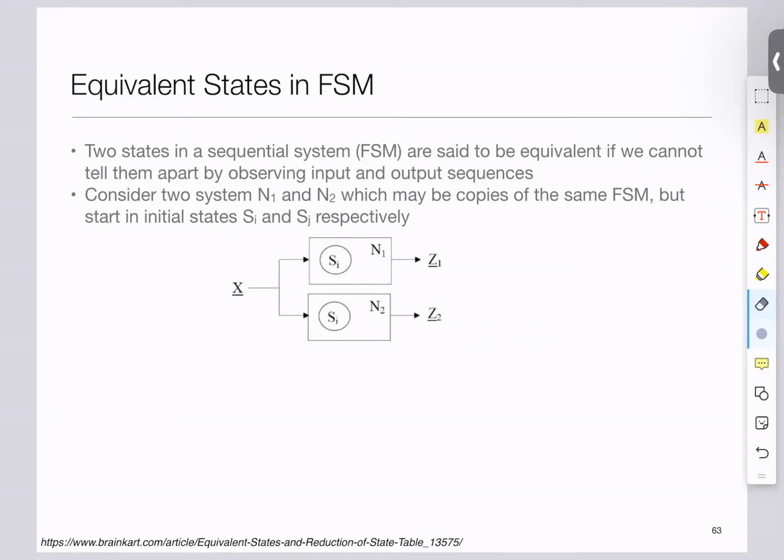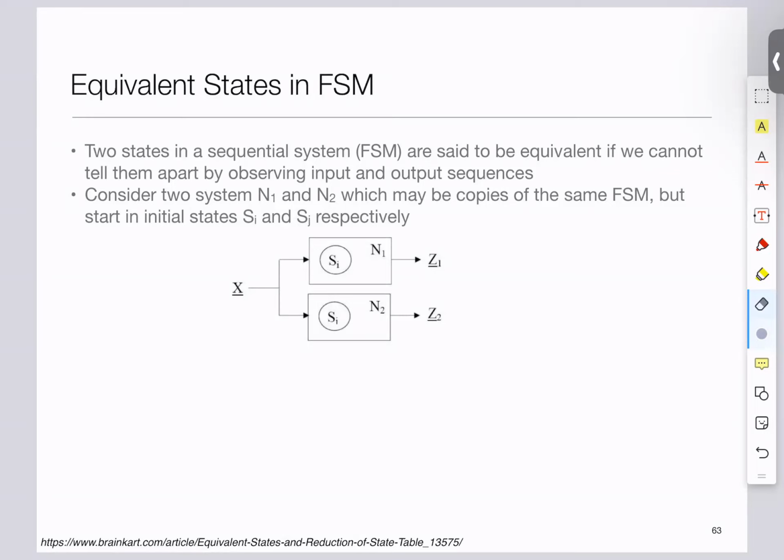Which are copies of the same state machine. But one starts in state Si and the other starts in state Sj. Okay, so they have two state machines. Each state machine has a state called Si and a state called Sj.